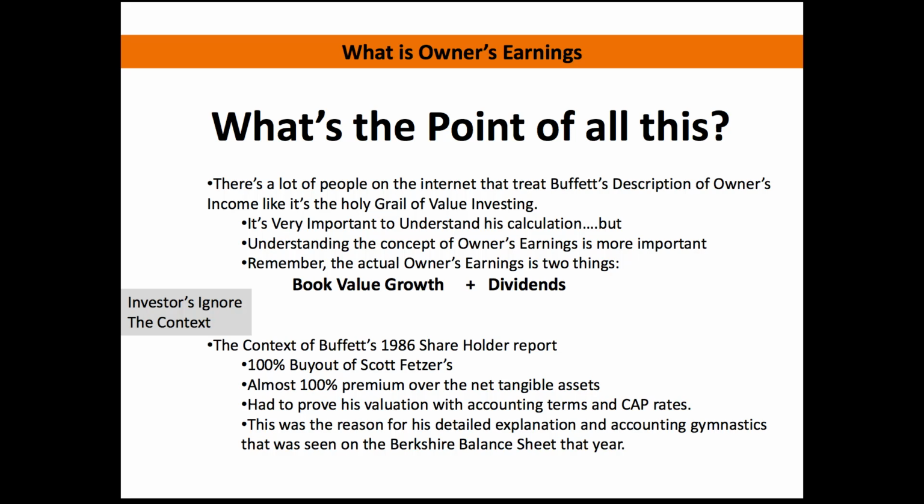Back in 1986, whenever Buffett wrote this, the reason he was explaining his opinion on how to calculate owner's earnings was because he was conducting a 100% buyout of a company called Scott Fetzer. And when he was doing that, he was paying almost a 100% premium over the net tangible assets that the company was listed for on their income statement and balance sheet. So in order to buy this company, he had to prove his valuation with accounting terms and cap rates, whenever he came up with what he thought the book value on the company was and how much their earnings were. Then he had to take a capitalization rate on top of that.